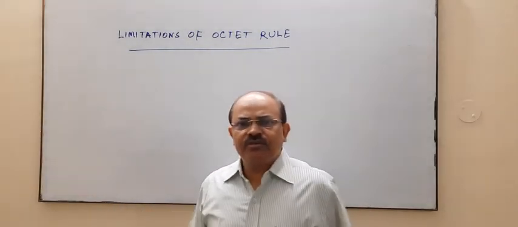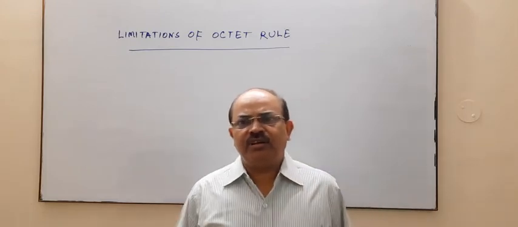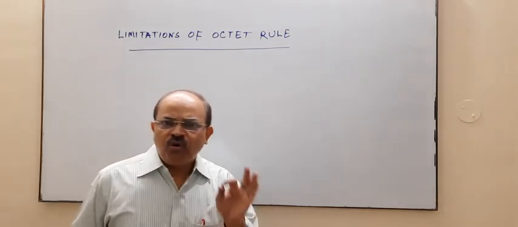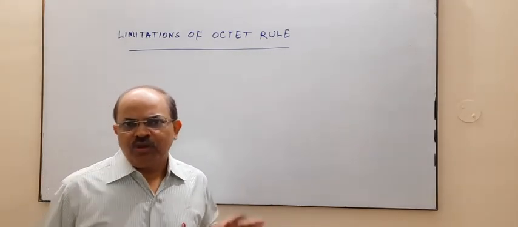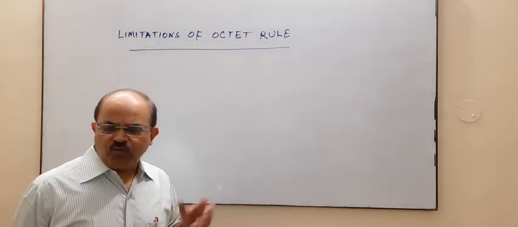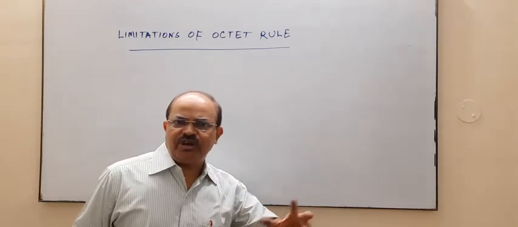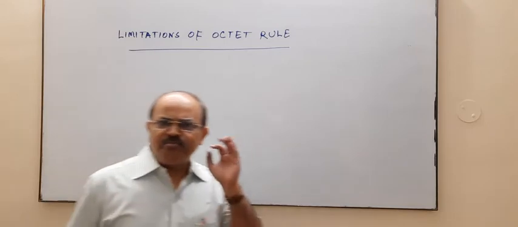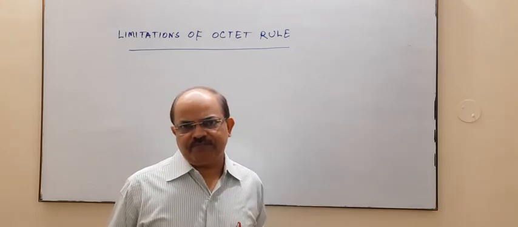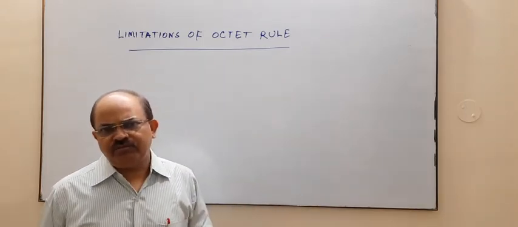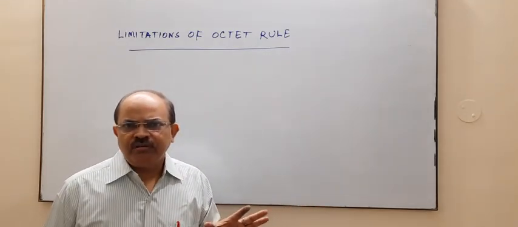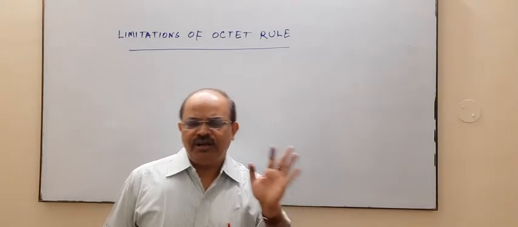Good morning, students. In this video lecture, I am going to discuss the limitations of octet rule. You know, if there is formation of a covalent bond, there will be sharing of electron, and the main aim of sharing is to complete their octet. But there are certain compounds which have no such octet, although they are stable in nature.